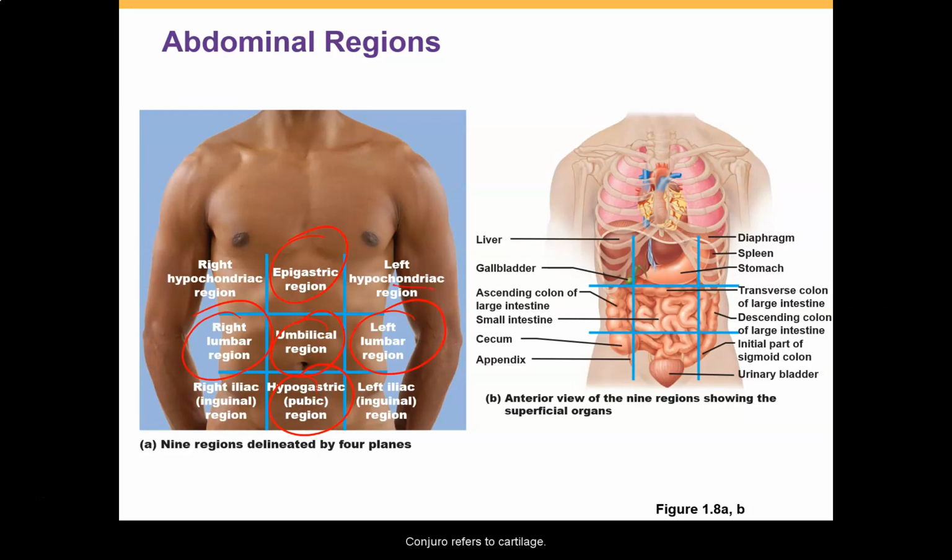Chondro refers to cartilage. And as we'll see later on, we have a lot of cartilage in that area due to the connecting of the ribs to the sternum. So on the left side, left hypochondriac, on the right side, right hypochondriac. And the lower areas of the abdominal regions. This is the iliac region, therefore left iliac, and on the right side, right iliac.